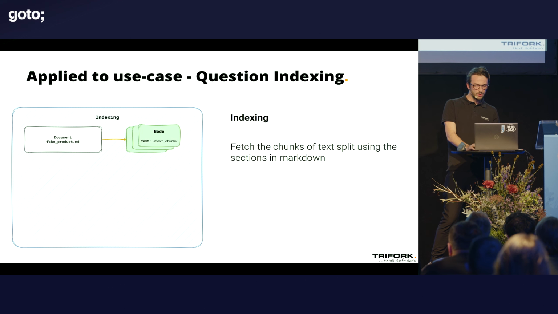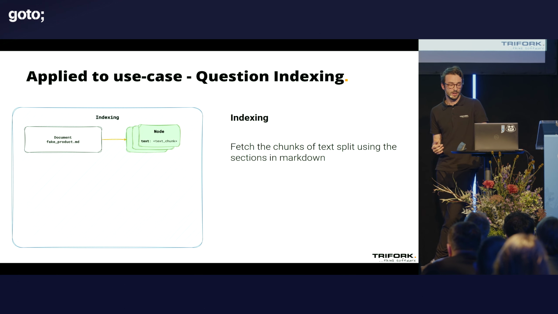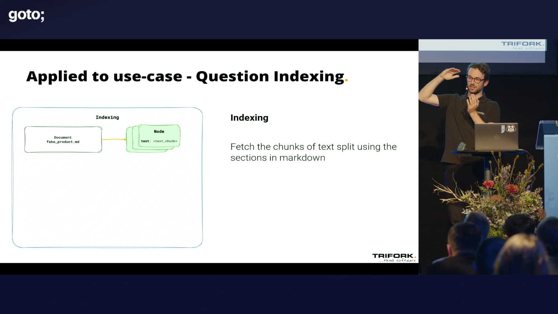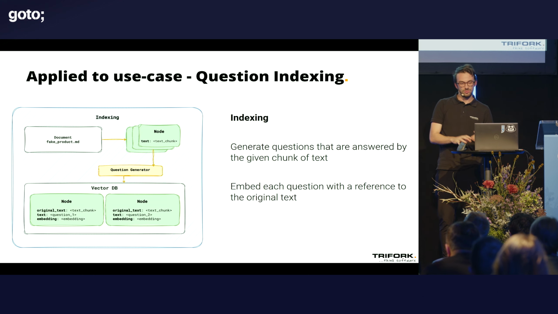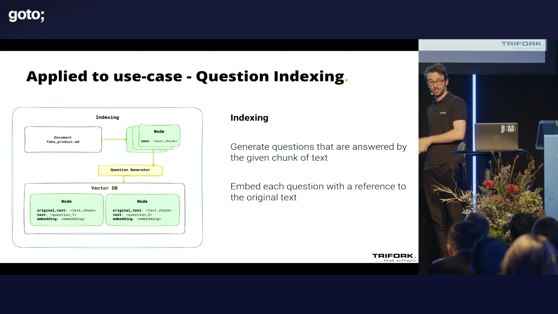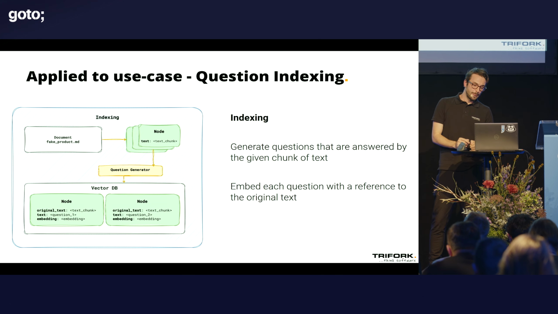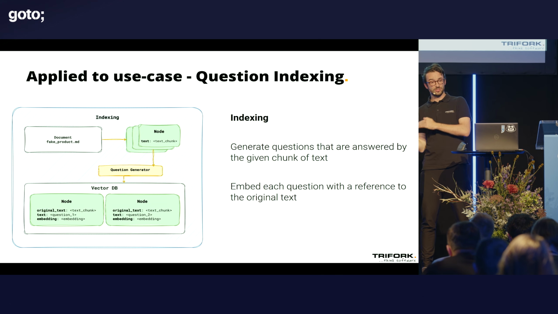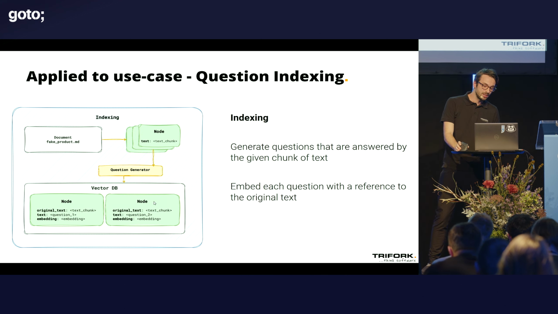So first of all, we fetch the chunks. This being Markdown is pretty easy to fetch in a way where we actually just fetch each section of the document, which is nice. Markdown is very nice for RAG. And then we just generate a question for each chunk. I just say, okay, let's generate 10 questions that this piece of text will answer. And then we embed the questions instead of the knowledge that answers it, but we supply the original text as metadata to each node.